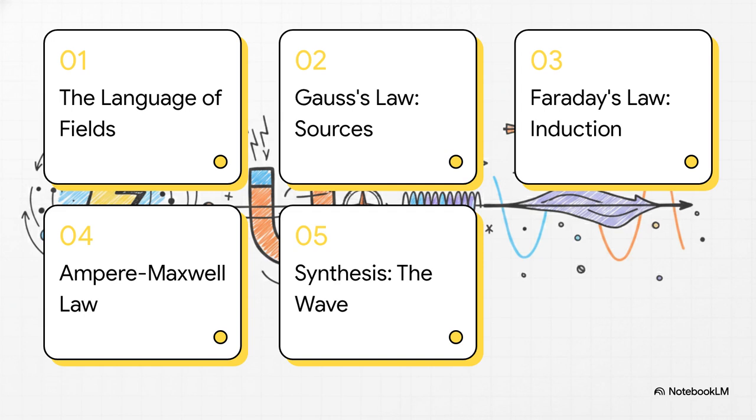Okay, so here's our game plan. First, we've got to get the language down, the language of fields. Then we'll tackle the equations in pairs. We'll start with Gauss's law for static fields, then move to Faraday's law and induction. After that, the Ampère-Maxwell Law, the great unifier. And finally, we'll put it all together to see how these equations lead to something, well, truly universal.